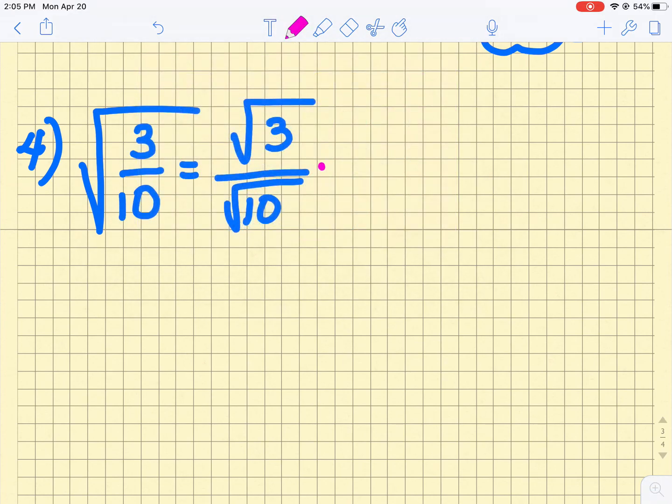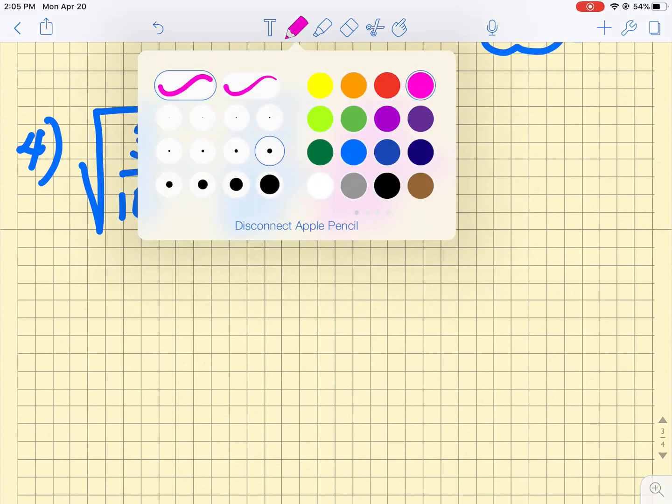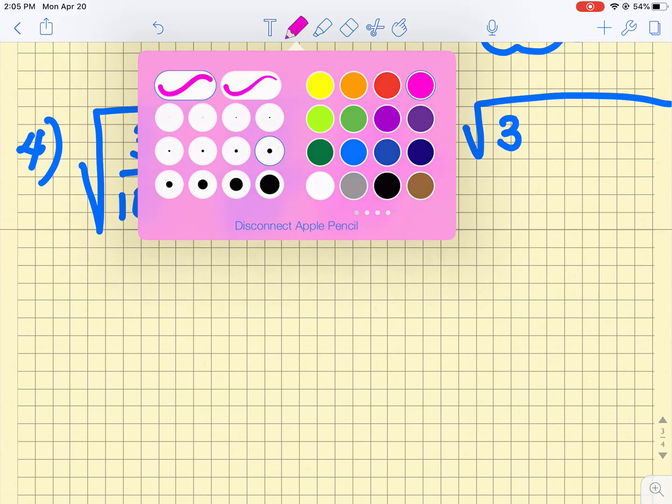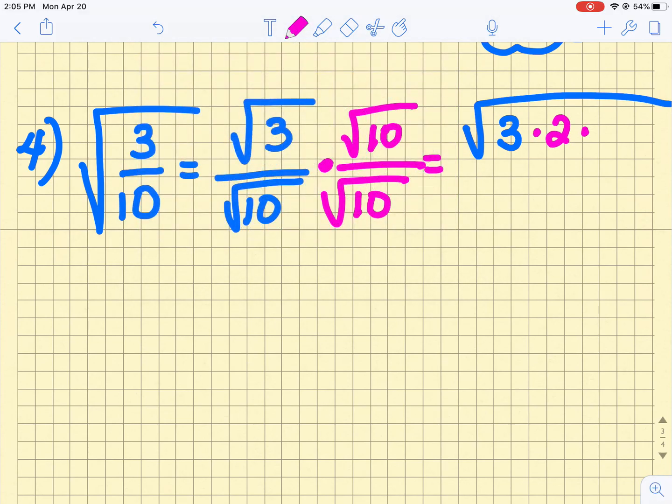So what do we need to get out? The 10. So we have to multiply root 10 in the bottom. Can't just do root 10 in the bottom. You got to also do it in the top. So now on the top we have a root 3 and 10, which can be simplified to 2 times 5.